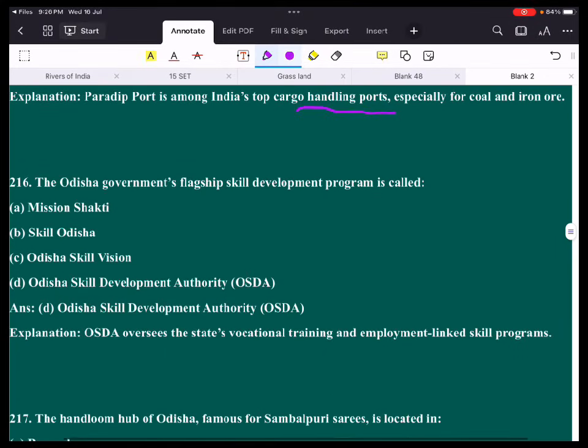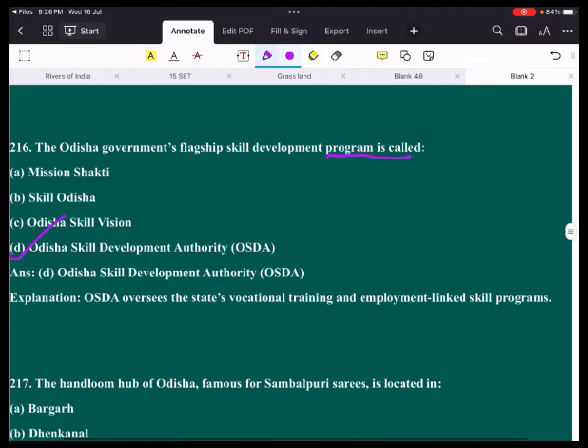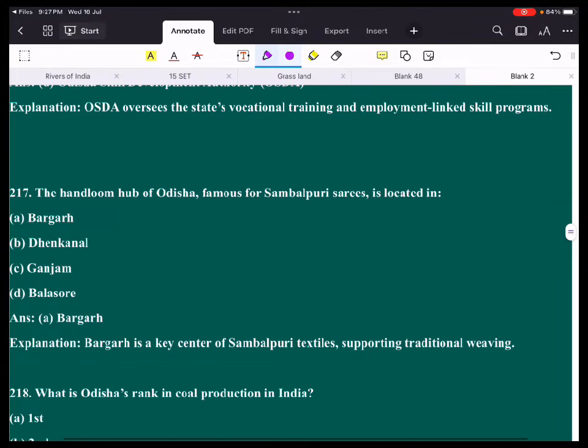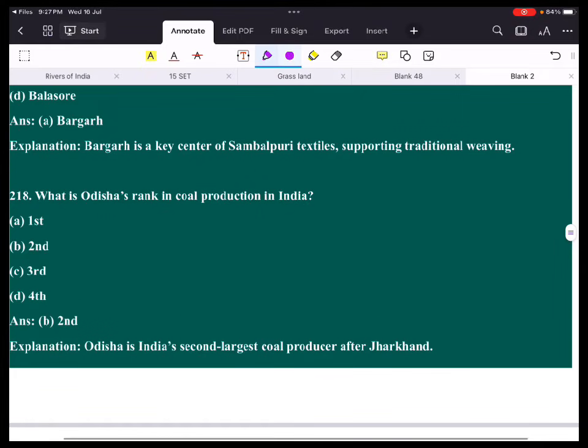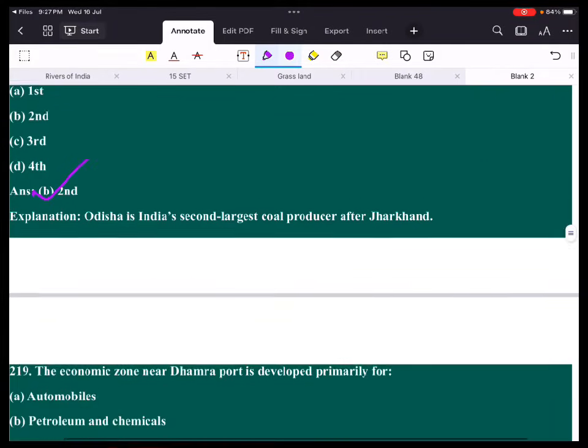Odisha's government flagship skill development program is called Odisha Skill Development Authority. Option D is the correct answer. The handloom hub of Odisha, famous for Sambalpuri sari, located in Bargarh. Option A. What is Odisha rank in coal production in India? Option B. Second. Odisha is second largest producer of coal after Jharkhand.